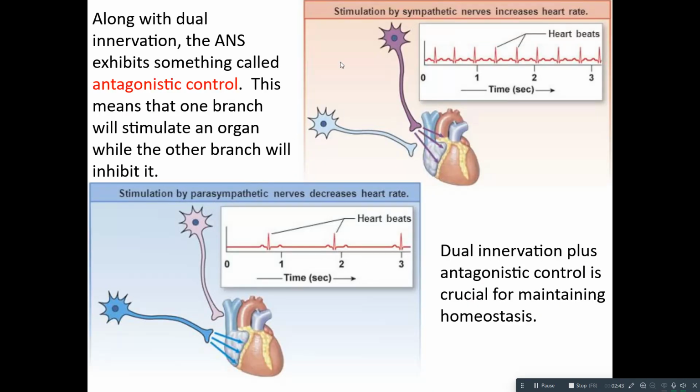Now, along with dual innervation, there is something called antagonistic control. That means one branch will stimulate an organ and another branch will inhibit it. So for example, the sympathetic nervous system increases heart rate, while the parasympathetic nervous system decreases heart rate. So we've got the two branches both going to the same place, the heart in this case, that's dual innervation, but they're having opposite effects. That's antagonistic control. And as you can imagine, that's really important for homeostasis.